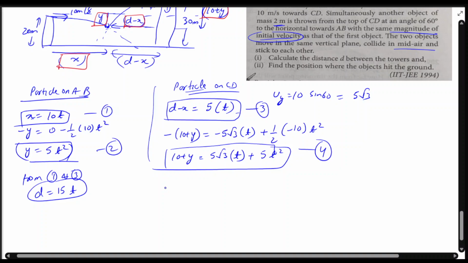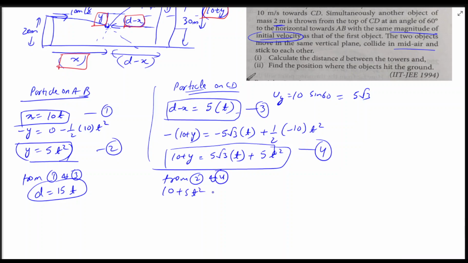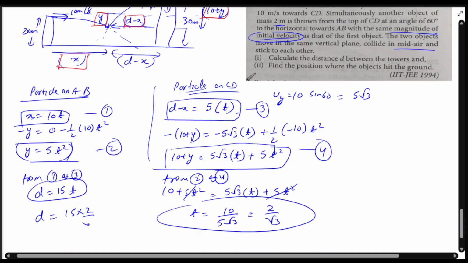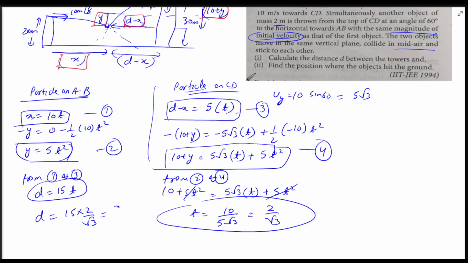Let's put this. From 2 and 4, we will have 10 plus 5t square equals 5 root 3 t plus 5t square. So 5t square got cancelled. So t will be 10 by 5 root 3, which is 2 by root 3. So we have t, and we can put t here. So d will be 15 into 2 by root 3. It will be 30 by root 3, which is 10 root 3 meters.